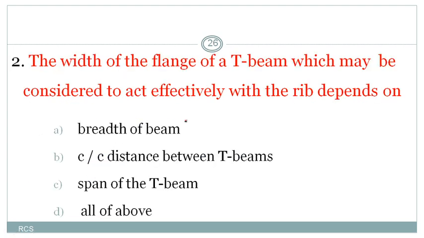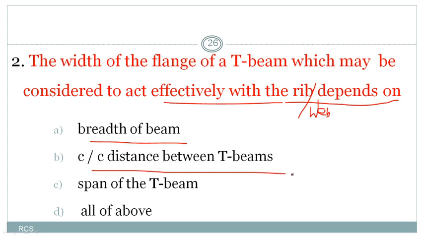Next question is, the width of the flange of a T-beam which may be considered to act effectively with the rib depends upon. Rib is nothing but web we can call, right? Width of the beam, center to center distance of T-beam, span of the T-beam, all the above. The effective width of the flange of a T-beam may be considered for all. So answer is all the above.